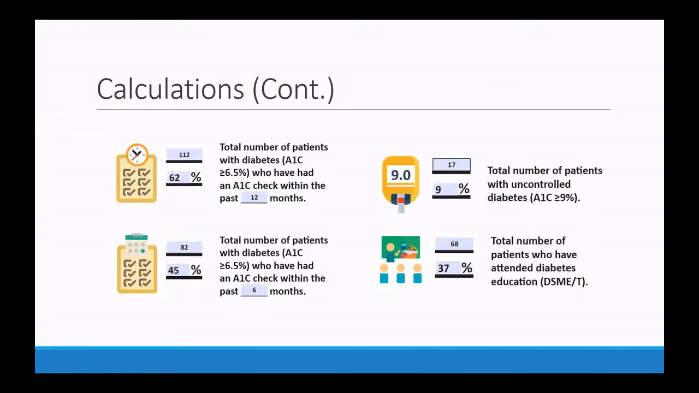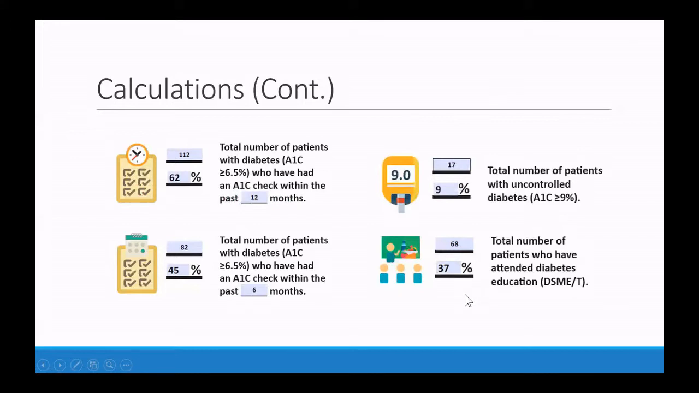So as you can see on the right-hand side here, we have the total number of patients with uncontrolled diabetes, or an A1C greater than or equal to 9%. Of Dr. John Smith's patients, 9% of the patients with diabetes, or 17 patients, currently have uncontrolled diabetes. And then we can also identify the total number of patients who have attended diabetes education, or in this case, DSMET, as we're calling it for today's presentation.